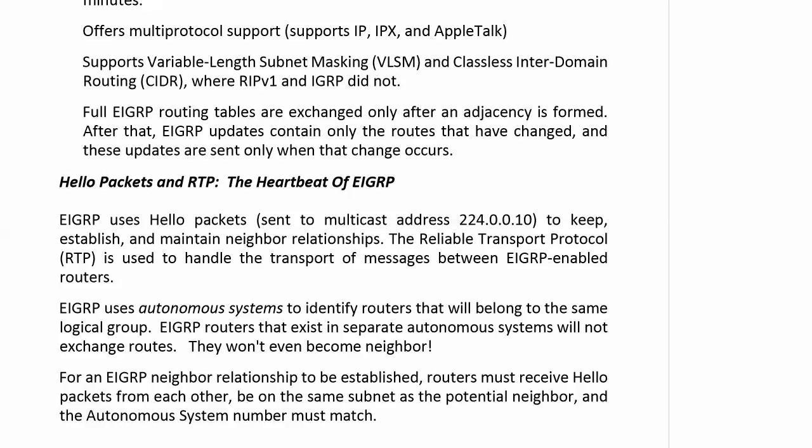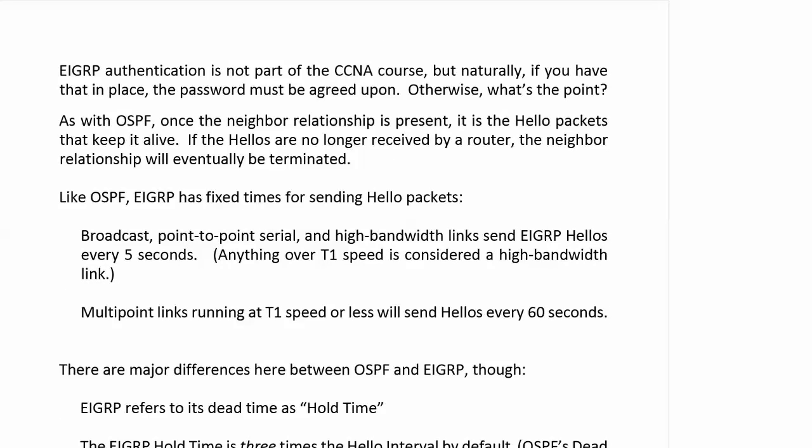In OSPF we have areas, and in EIGRP we have autonomous systems. Now, EIGRP routers that are in separate autonomous systems, as we'll see, not only will they not exchange routes, they won't even become neighbors to begin with. They won't even become neighbors. So for an EIGRP neighbor relationship to be established, the routers must receive hello packets from each other. They have to be on the same subnet as the potential neighbor, and the autonomous system number must match.